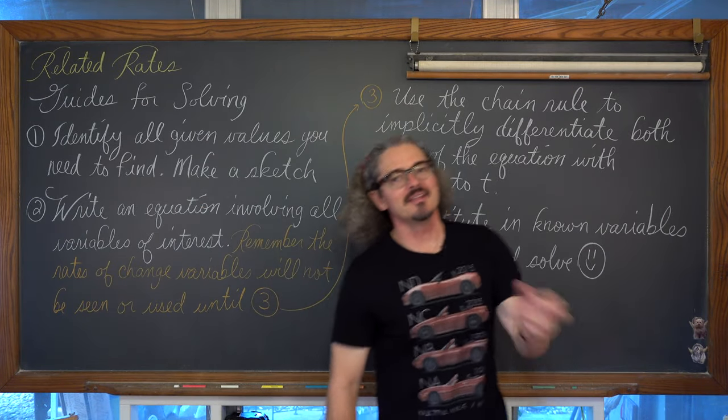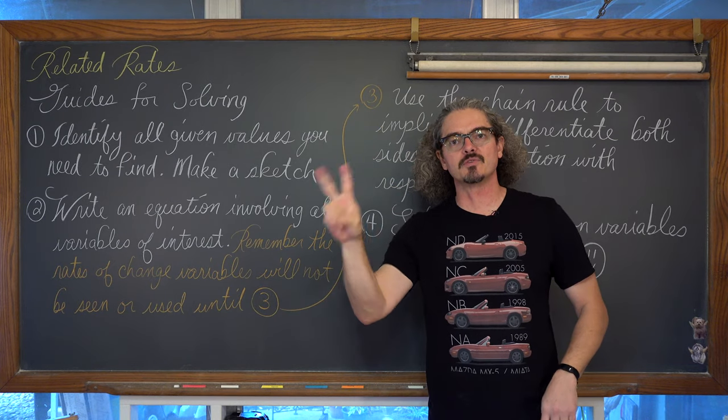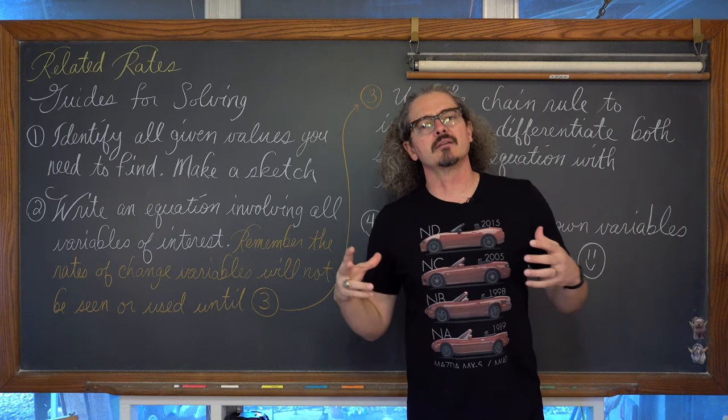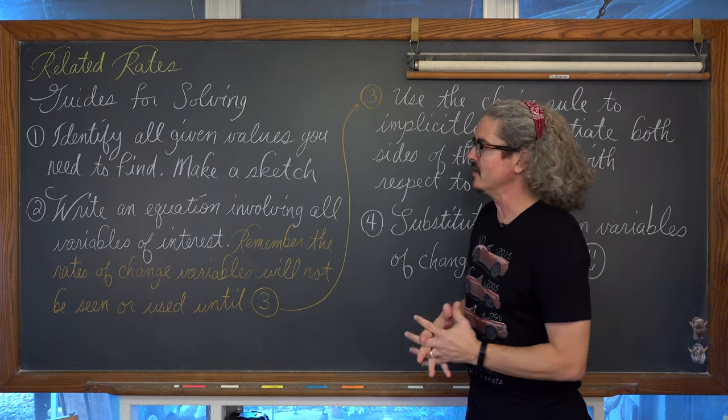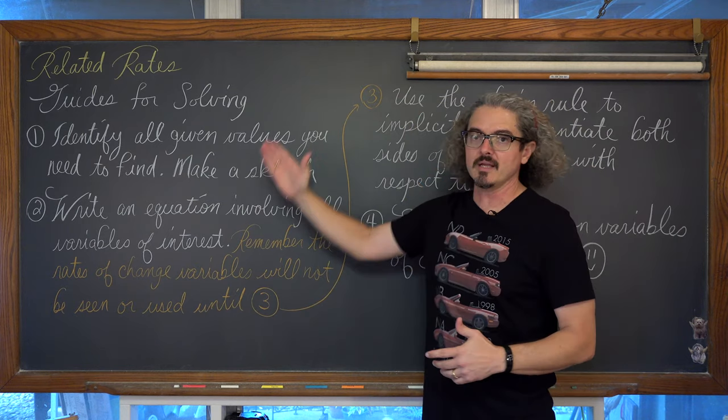Mr. Tarrou, in this video, we're going to be introduced to the concept of related rates, and we're going to work through two examples that involve circles and cones. And what we're really looking at here is a three-part introduction to the idea of related rates.